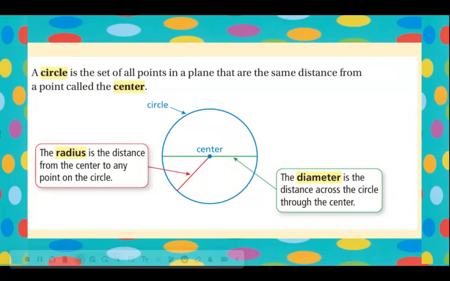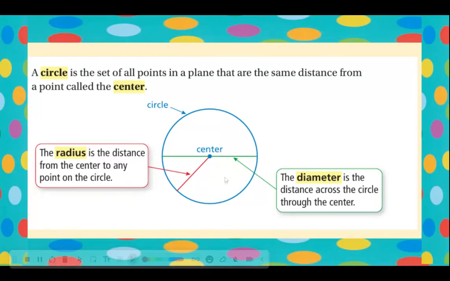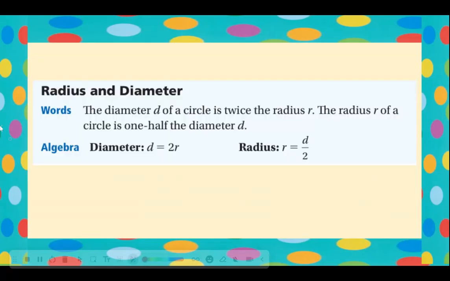The radius is halfway through the circle. So the center to the outside is a radius. And the diameter goes all the way across the center of the circle. So radius is half and diameter goes all the way across. So diameter is 2 times the radius. If you have a radius, you're going to take the diameter and cut it in half.